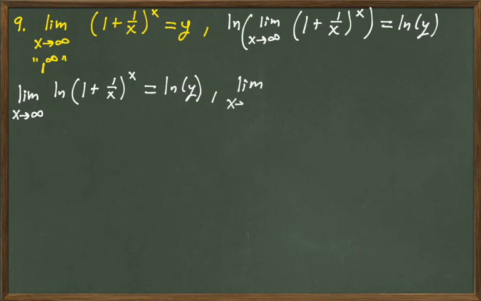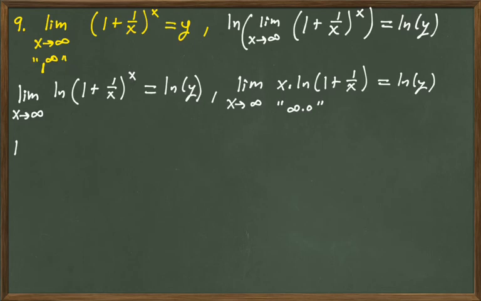So this is the limit as x approaches infinity of x times the natural log of 1 plus 1 over x. That's going to be equal to the natural log of y. Now if we take a look at what we have, it's going to be a very large number times the natural log of basically 1. So it's going to be infinity times 0, and so that's still an indeterminate form.